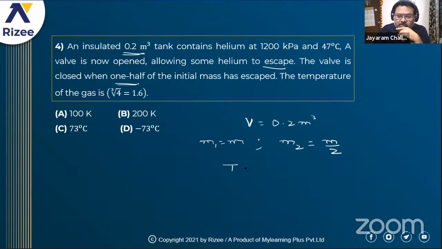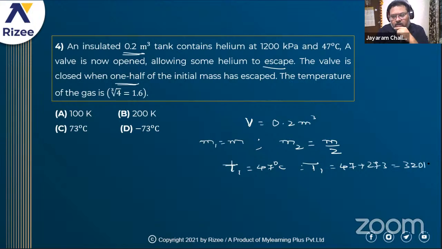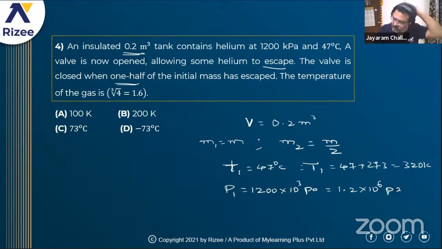Now the temperature he has given as T1, which in degrees centigrade is 47 degrees centigrade. In terms of Kelvin, T1 can be written as 47 plus 273, which comes out to be 320 Kelvin. The initial pressure he has given, P1, is equal to 1200 kilopascals, which is 1.2 into 10 to the power of 6 pascals. Okay, so we are going in order of merit.